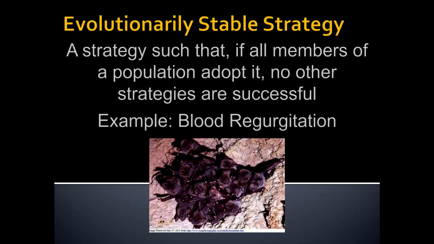And again, kind of gross. If drinking blood wasn't bad enough, now we're throwing it up and sharing it with our friends, right? But for vampire bats, that works really, really well. And it only works because of these small subgroups that these bats are in.